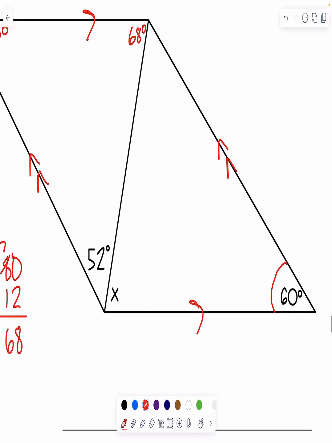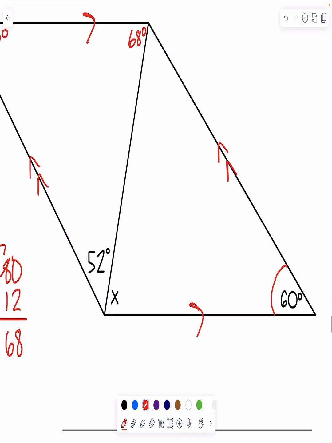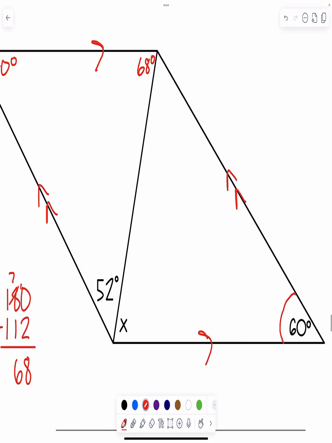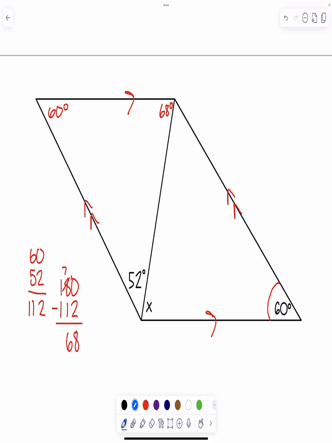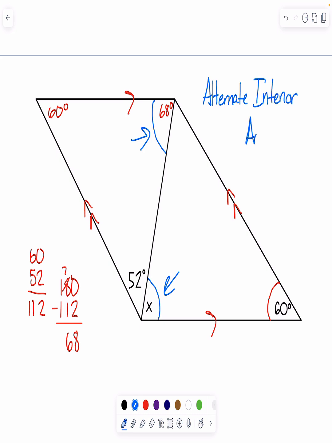If that's 68 degrees, then I can see that these two angles right here, if you had seen my lecture on angle congruency, form alternate interior angles. And so they are equal. So x is equal to 68 degrees.